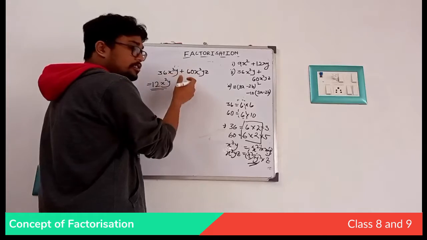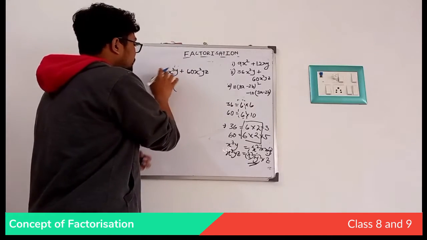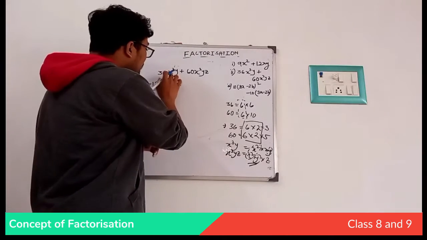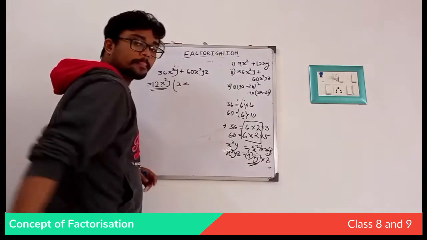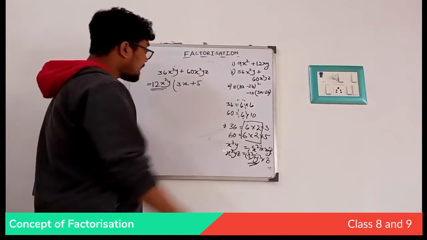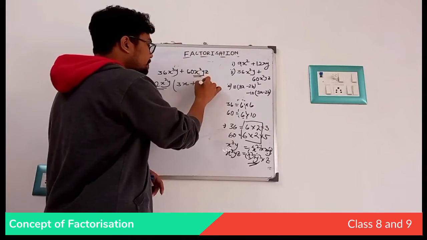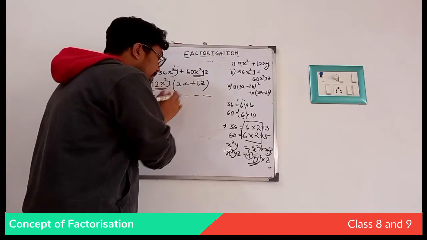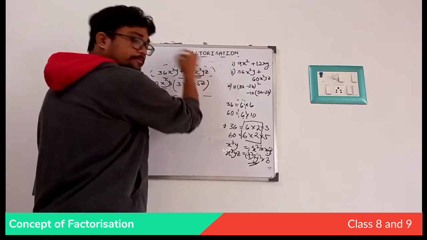So what other terms remain? If I take 12 from 36, we get 3. Fine. And if I take x square into y from x cube y, we only get x, so 3x. Fine. And here, if 60 is divided by 12, then we get 5. Okay. And if I take x square into y, this term will be totally removed and only z will remain. So this is our final expression, 12x square y in bracket 3x plus 5z. This is our factorization of this expression. Got it?